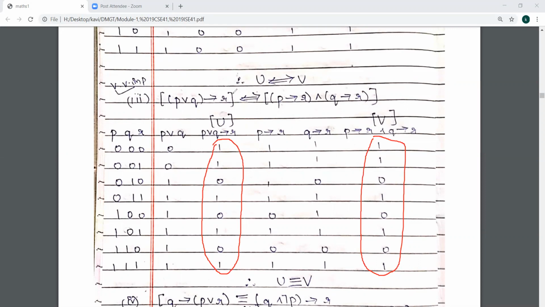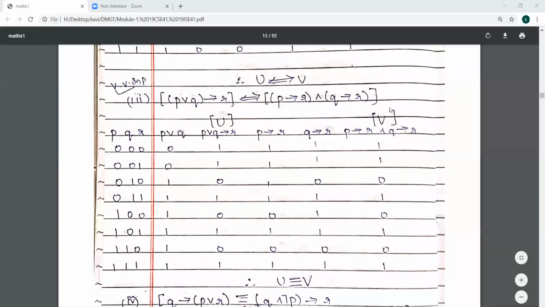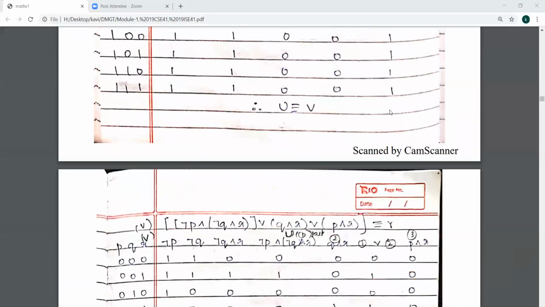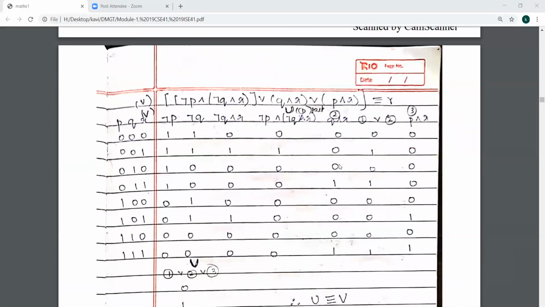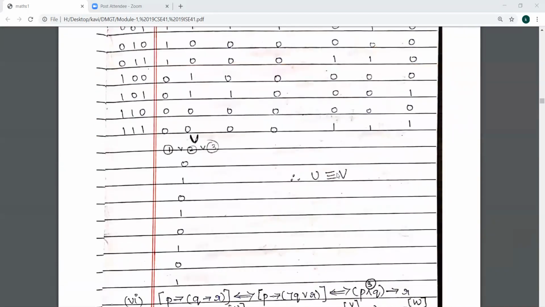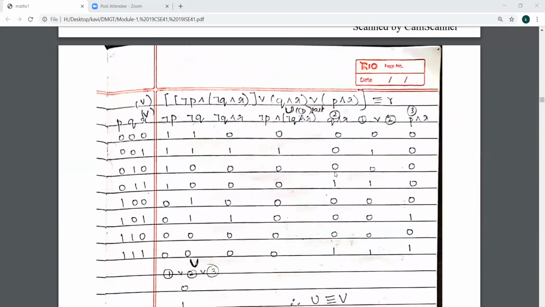So whenever you want to check whether the given two compound propositions are logically equivalent, construct the truth table and check whether they have the same truth values for all possible assignments. So likewise, you can try this problem also. Solution is given here.